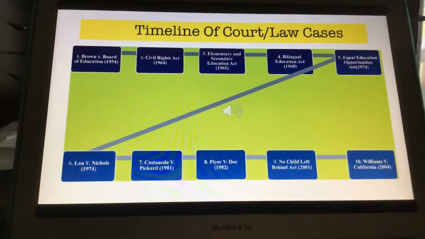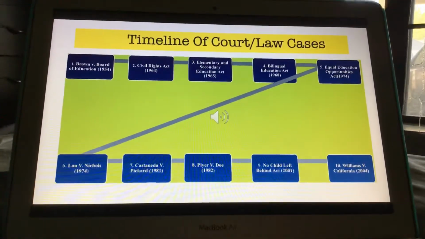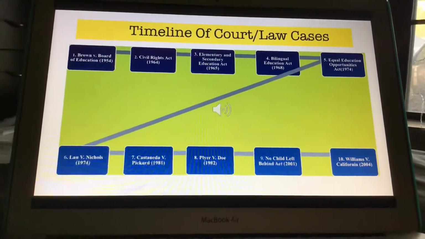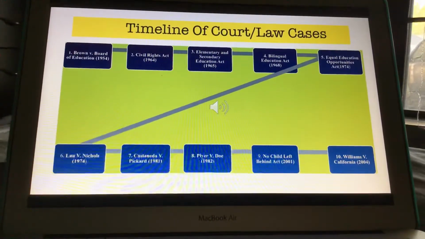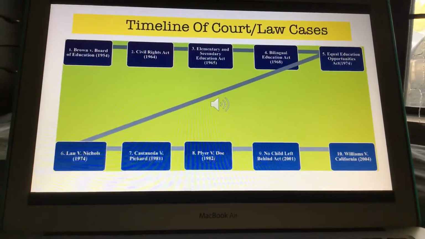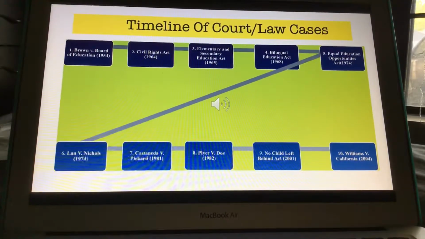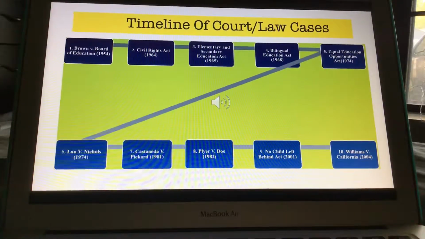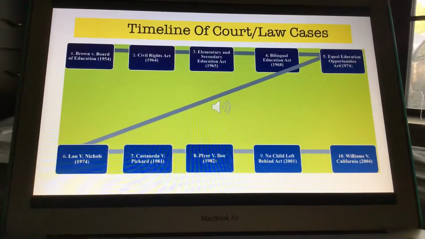This is the timeline of court and law cases. The first one is Brown v. Board of Education, which was in 1954. The second one is the Civil Rights Act, which is in 1964. The third one is Elementary and Secondary Education Act, which was in 1965. The fourth is the Bilingual Education Act of 1968. The fifth is Equal Education Opportunities Act of 1974.